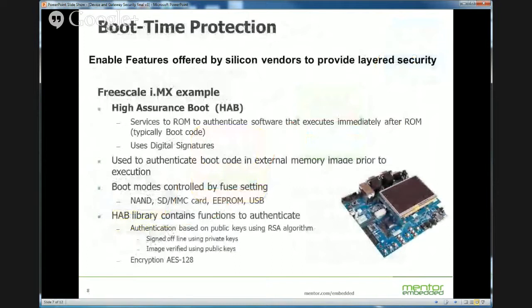You're also seeing other examples, like from Freescale, the i.MX6, where you have the High Assurance Boot. These are services for the ROM to authenticate software that executes immediately after the boot code is loaded. It uses digital signatures. The code can be loaded from external memory devices, such as USB or MMC card, but also from NAND flash and EEPROM.